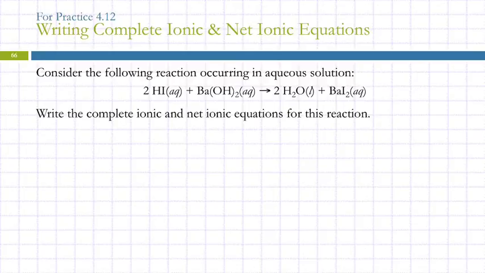So I'm going to take that 2HI. The ions there are H plus and I minus. The coefficient 2 in front is saying I have 2 moles of that substance. So then I'm going to get 2 moles of hydrogen ions and 2 moles of iodide ions.